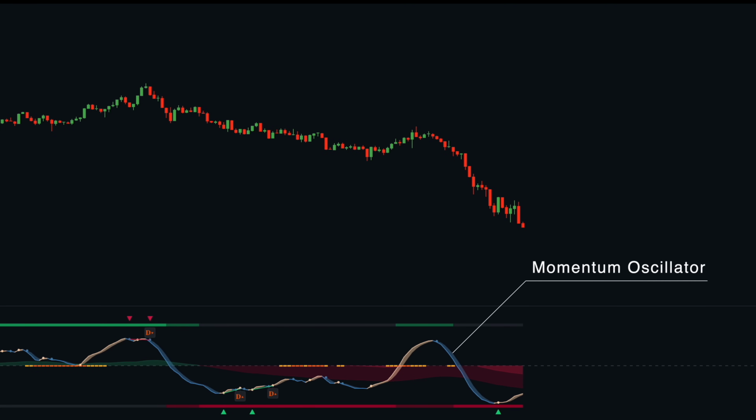First, the momentum oscillator, which quantifies the relationship between price and its extremes over a defined period. By normalizing the calculation, the values become comparable throughout time and across securities. This allows for a more accurate assessment of bullish and bearish momentum.